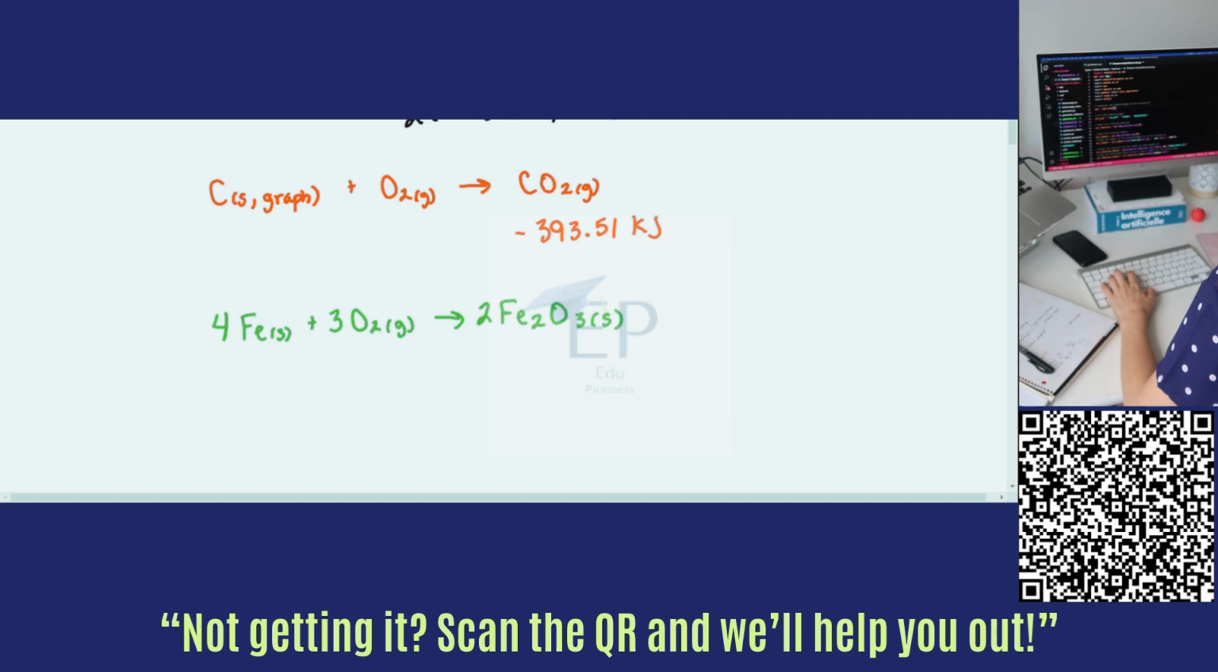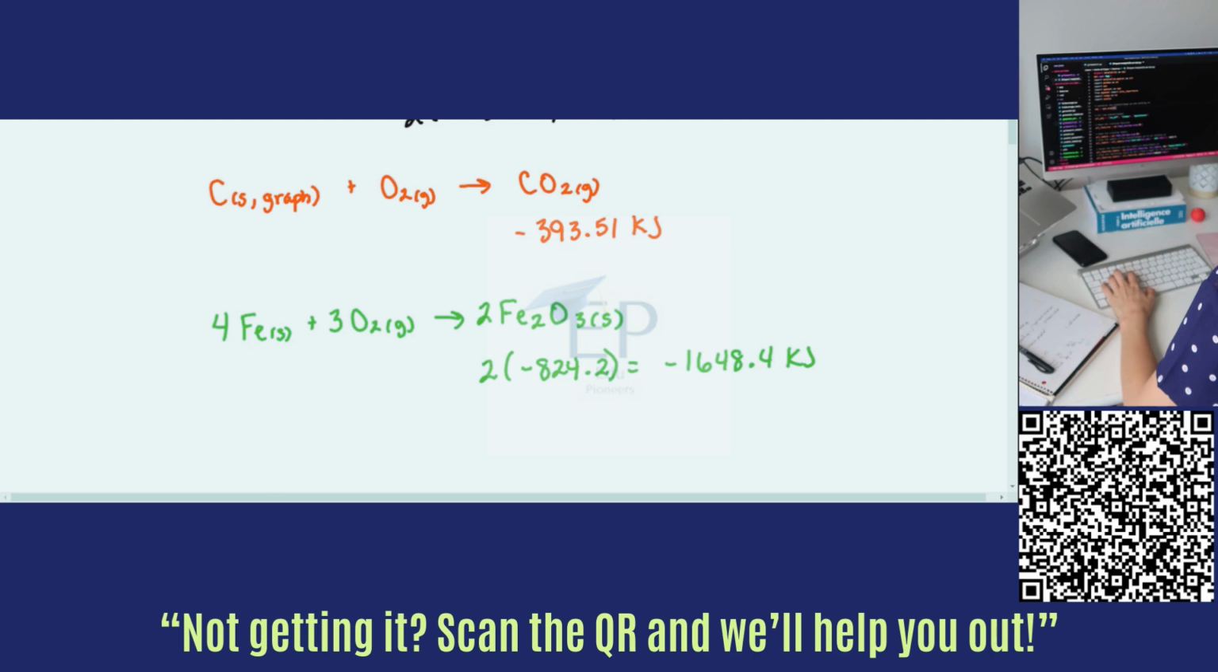Again, iron and oxygen are in standard states, so they're 0. So I'm going to do 2 times negative 824.2, which gives me a negative 1648.4 kilojoules.